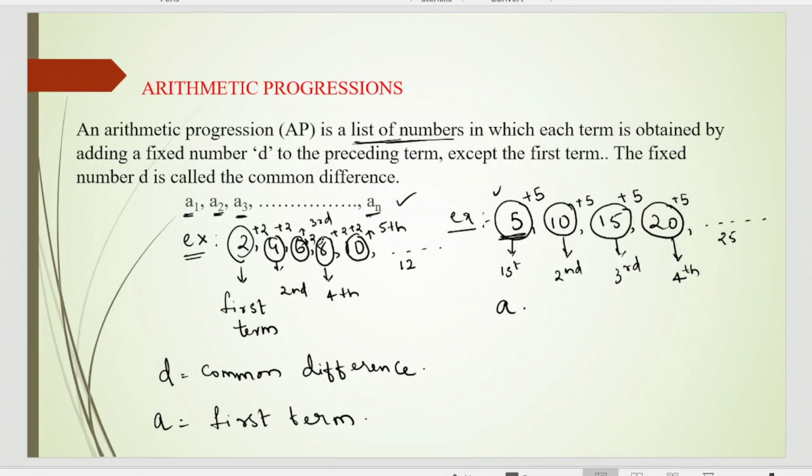So what is an AP? An AP is a list of numbers in which each term is obtained by adding a fixed number to the preceding term. And that fixed number is the common difference. Common difference is denoted with D and the first term is denoted with A. Clear?